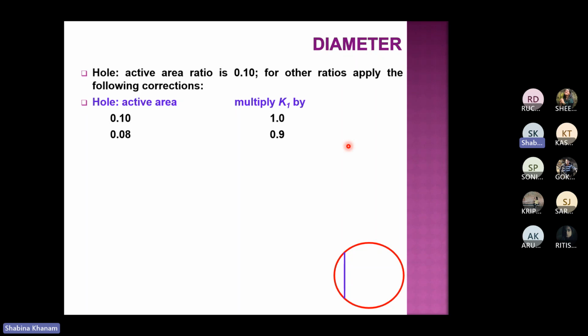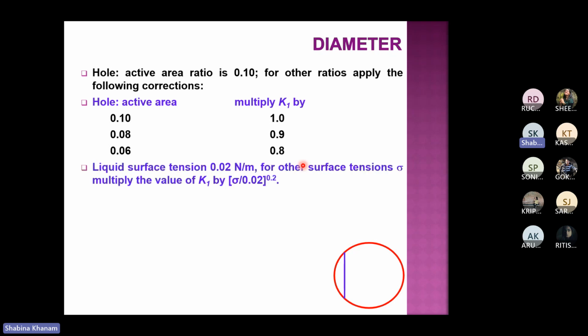If 8% is there, you need to consider K1 value with a correction factor, that is 0.9. K1 value which you have already seen from the last graph. Similarly, if it is 6%, we need to consider 0.8 as a multiple or correction factor for K1. And this will happen for both top and bottom.